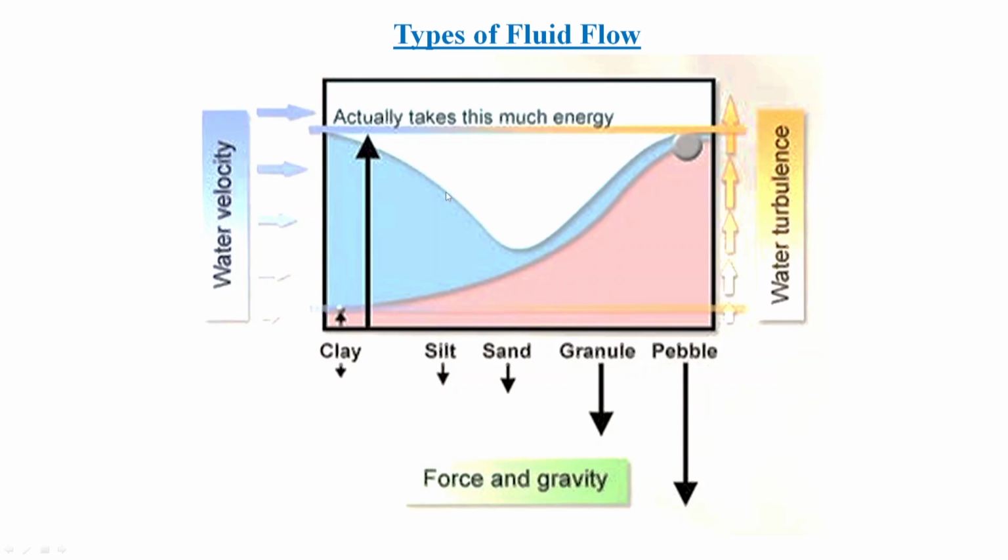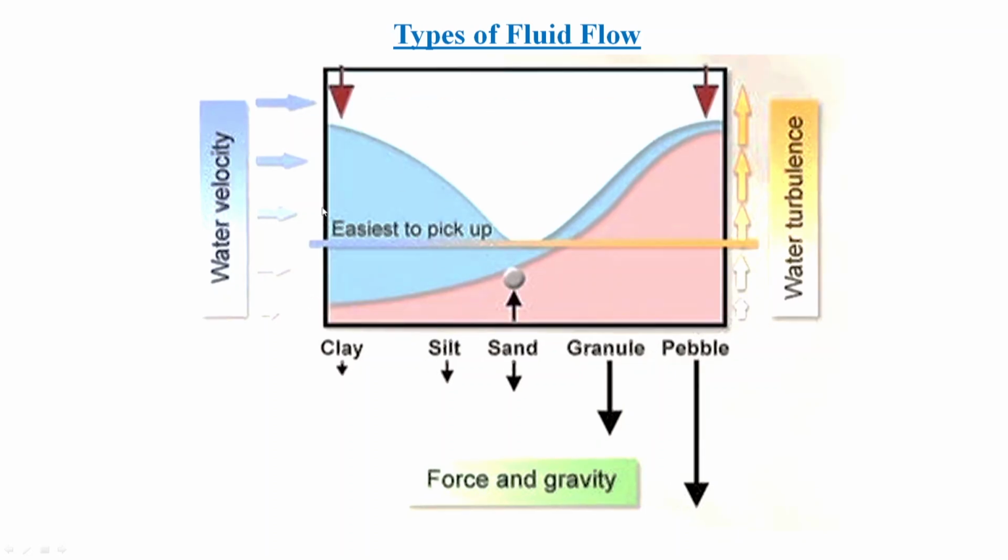So, now if I consider all this, then I will say that sand is getting picked up here with a little turbulence and also moved with relatively low water velocity and obviously low turbulence in the water. So, if I look at this diagram, then I can say that sand is the easiest to pick up and clay and pebble are the hardest to pick up.